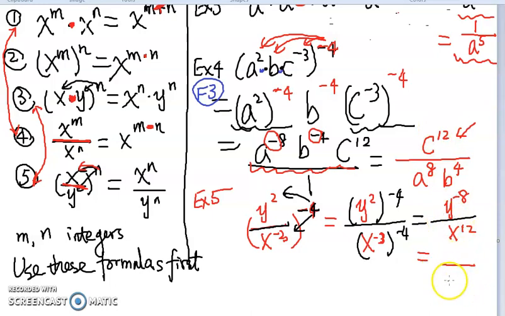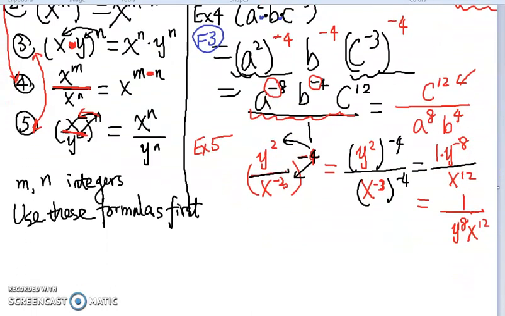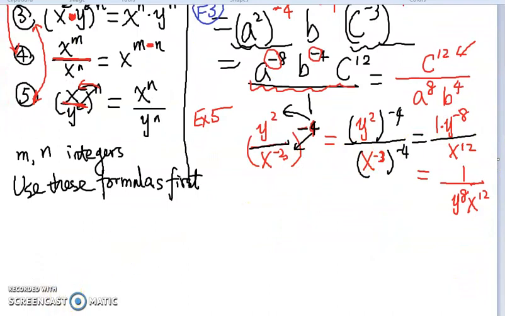Negative 8, we flip it to the bottom, y to the 8th. And don't flip x to 12 because 12 is positive, so we leave it on the bottom. And there's nothing on the top. We're going to put the 1 there to hold that place because there's 1 times y to negative 8. Usually we don't have to write 1, but if we flip that to the bottom, we have to put that 1 back. So that's the answer.